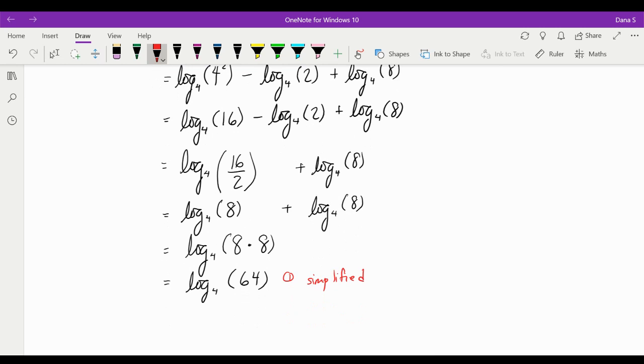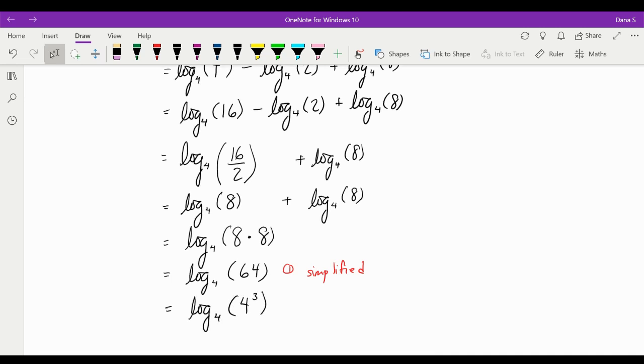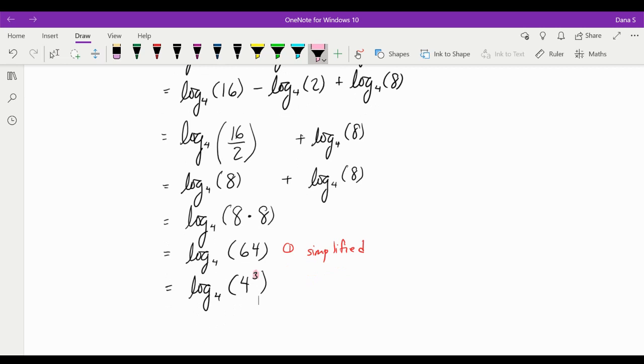And then we would ask ourselves, 4 raised to what exponent produces an answer of 64? Well, 4 raised to the exponent of 3 produces an answer of 64. So this logarithm evaluates to 3. That would be evaluated.